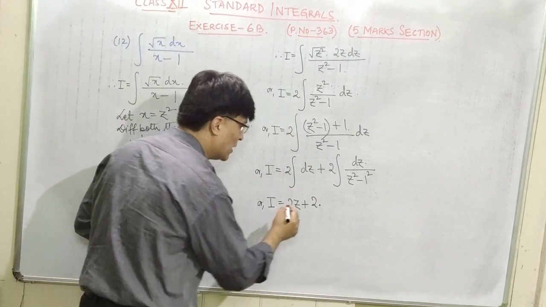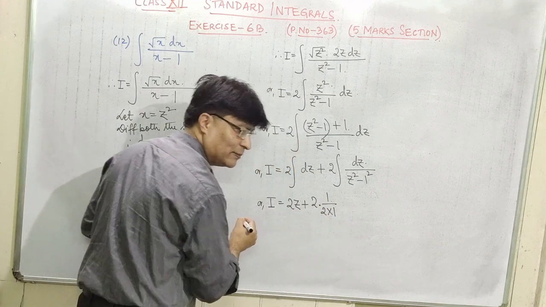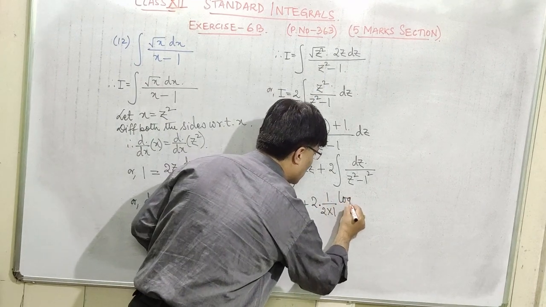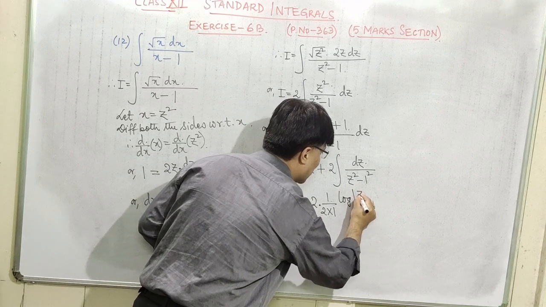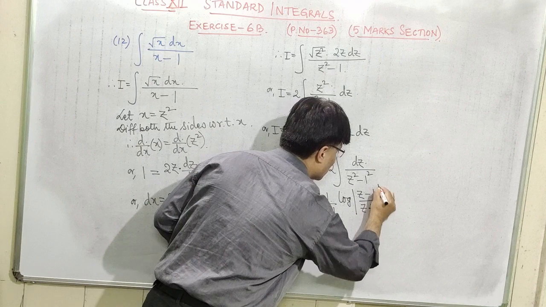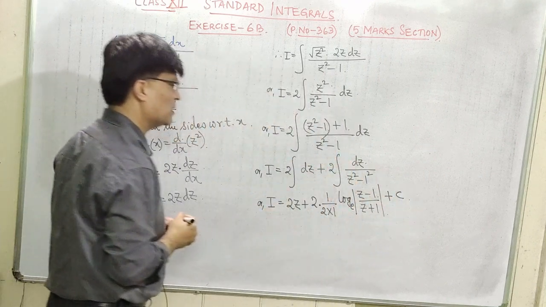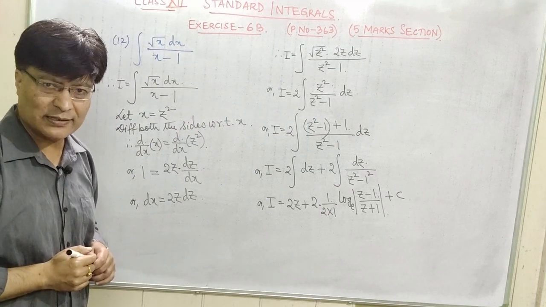Now let us write down the formula. This is 1 by 2 into, what is a? 1, log within mod, what is x minus a? z minus 1 divided by z plus 1, mod sign close, the base is e, then what do we write? Plus c. Is that clear?